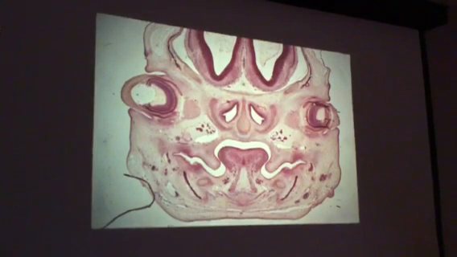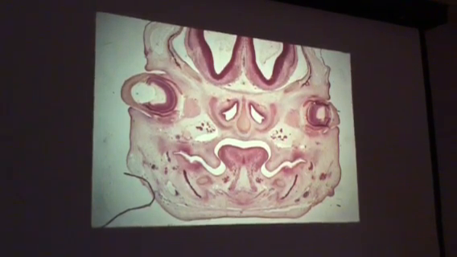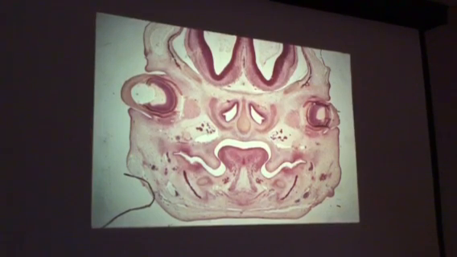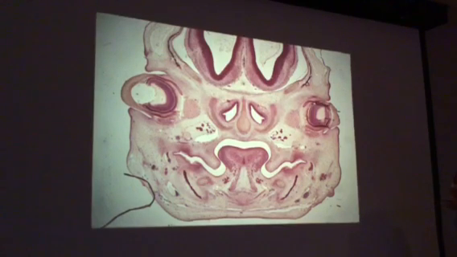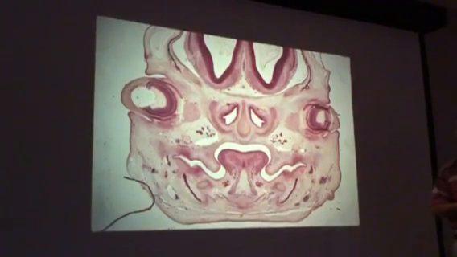Hyaline cartilage. Derived from what arch? First arch. Derived from what embryonic tissue? Ectomesenchyme.